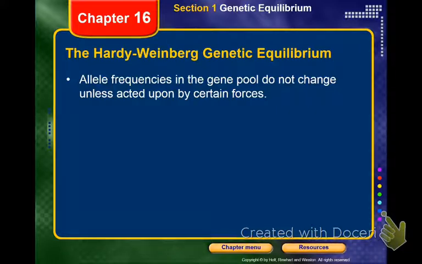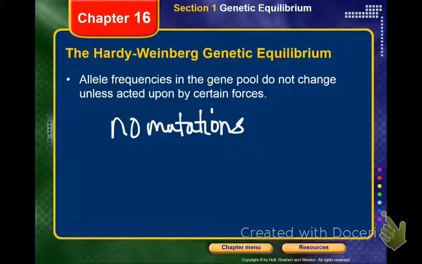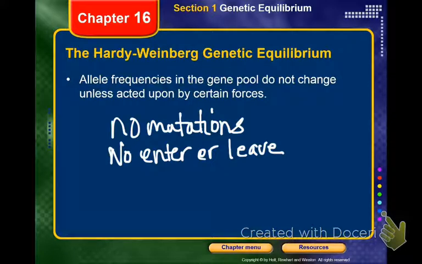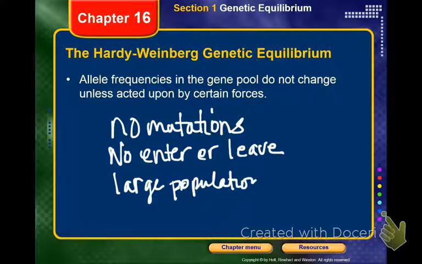No mutations. What else? Individuals do not enter or exit. So no entering or leaving. It's like Hotel California. Actually, in Hotel California you could come, but you couldn't leave, right? So no immigration or emigration. What else? The population is large. Large population. We're missing one. Individuals mate randomly. Yeah, pure random mating. And selection is not occurring, so no natural selection.